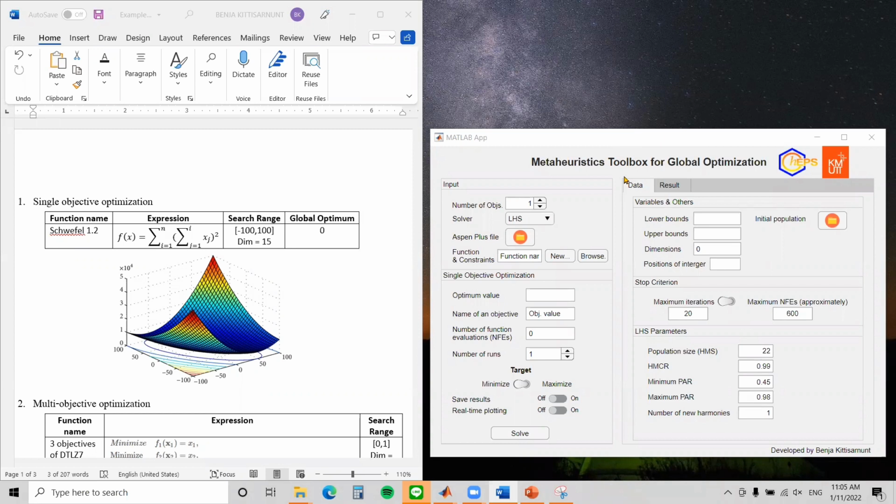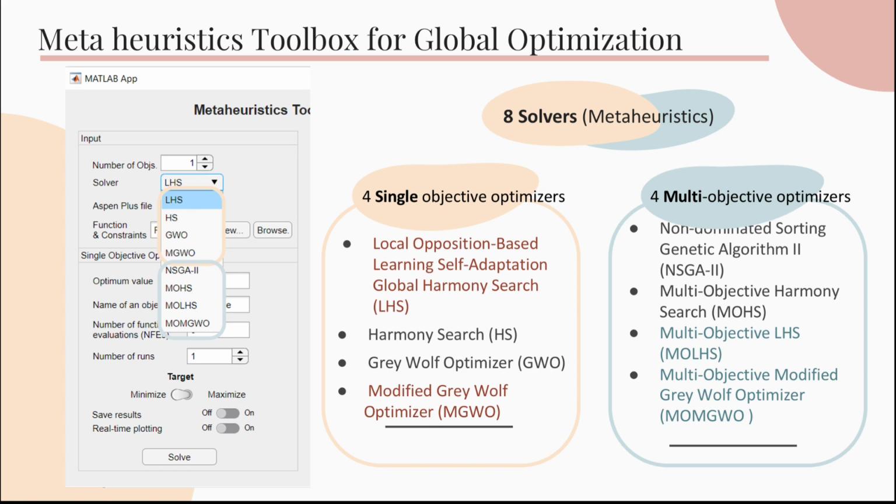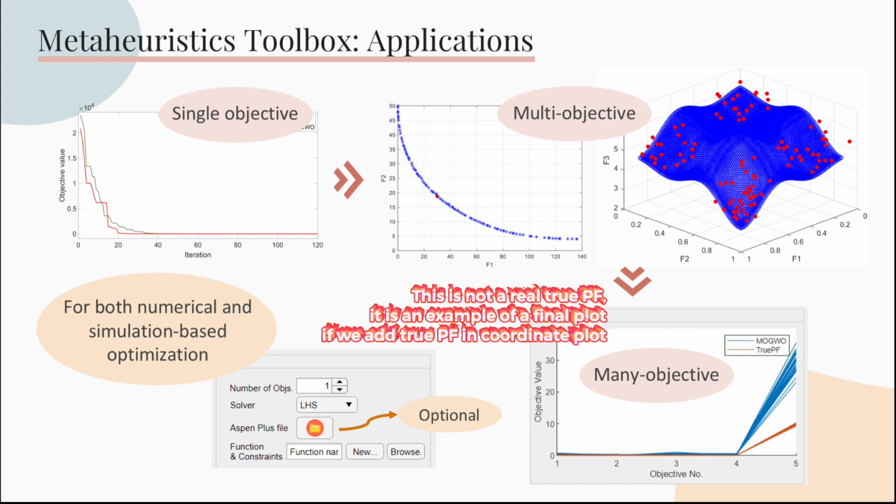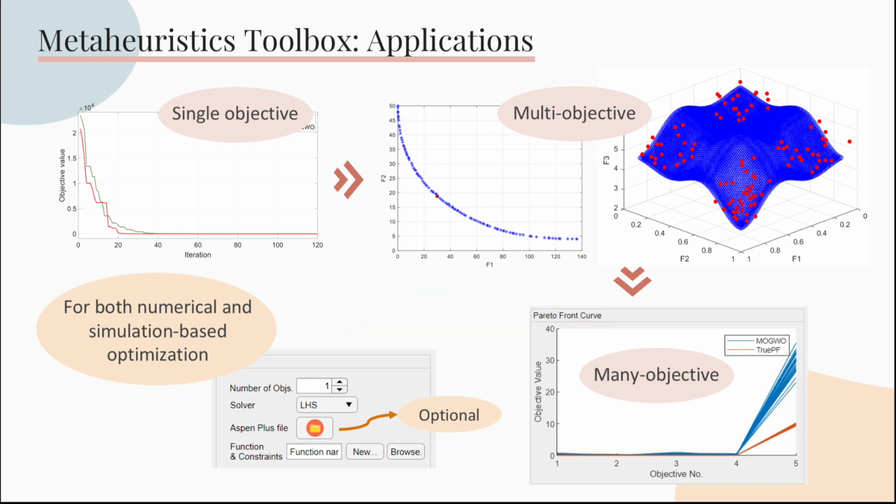So firstly, let's get to know about this toolbox. Basically, this toolbox is an interface that contains meta-heuristics, mainly for optimizing single and multi-objective optimization problems, and also supports many-objective optimization, even where solvers still cannot solve it effectively. More than that, it also supports simulation-based optimization, where the simulator is Aspen Plus.